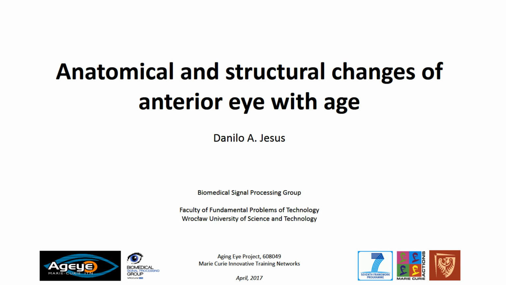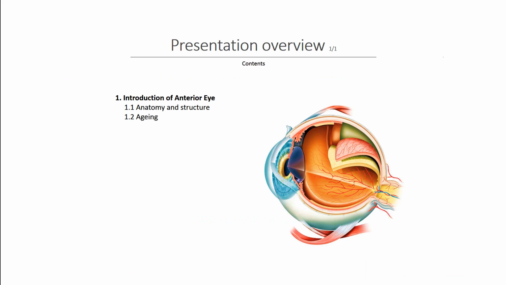Science and Technology. The title of my presentation is Anatomical and Structural Changes of Anterior Eye with Age, and it corresponds to the third project of the European network Aging Eye, which is a Marie Curie initial training network action to foster research training in vision sciences.